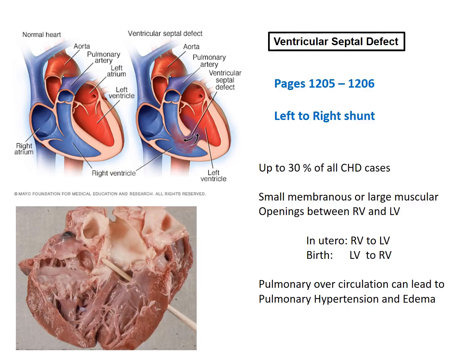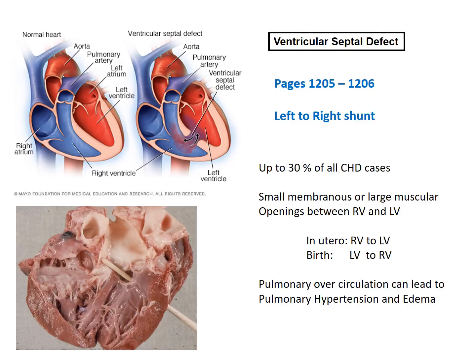This one's fairly common in terms of infants with congenital heart disease. About 30% of infants with congenital heart disease have some type of ventricular septal defect. Some of those may be very small and membranous, some may be very large and muscular, and it's an opening between the right and the left ventricle. In utero, the blood is shunting from right to left, which is okay, because remember, in utero, the oxygenated blood is on the right side and you want to move it to the left.